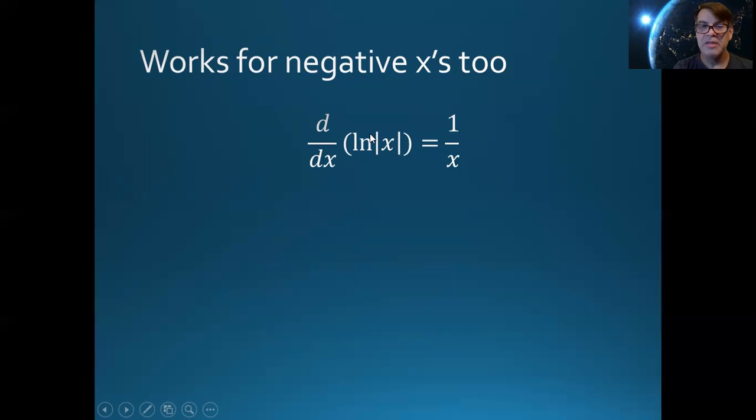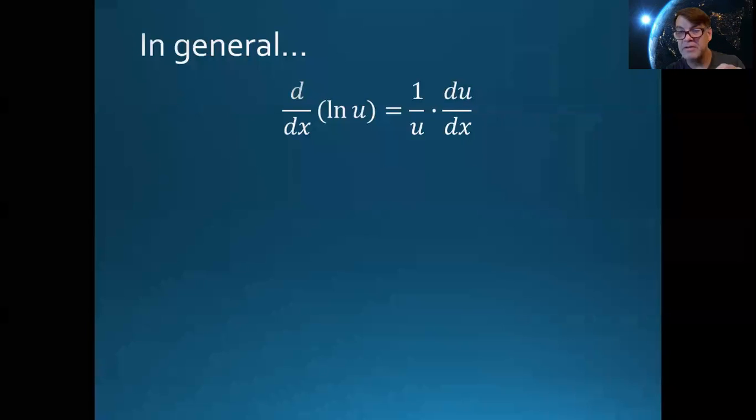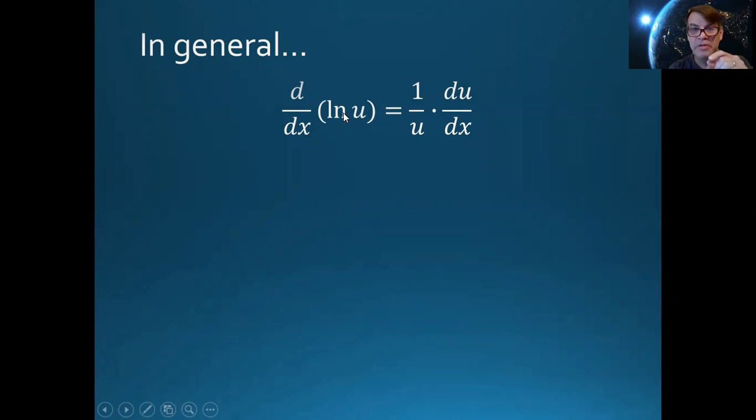We can say that the derivative of the natural logarithm of the absolute value of x is going to be 1 over x. It's not just for positive x's. The reason is that if you're taking the natural logarithm of a negative x, it's going to be 1 over negative u times the derivative of u.